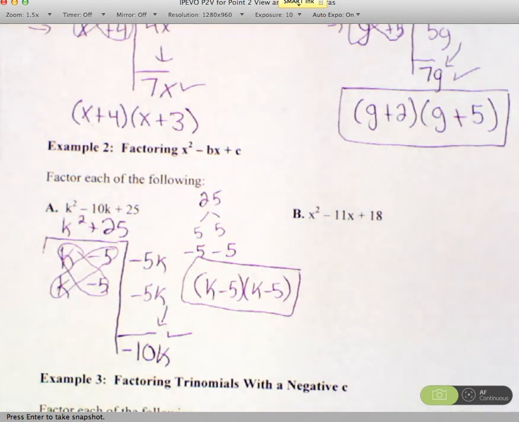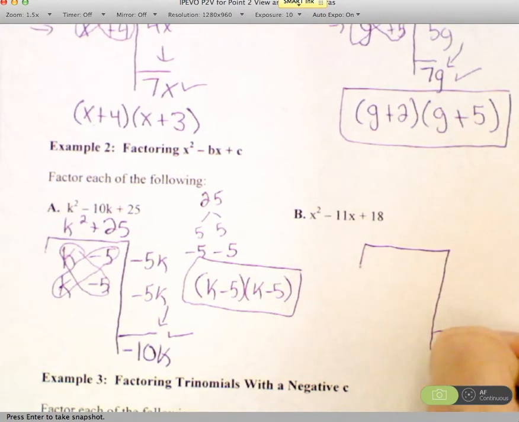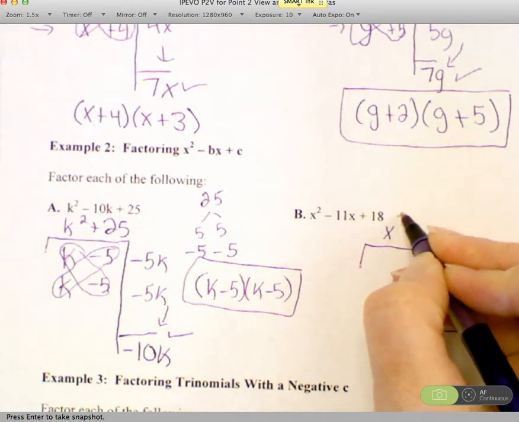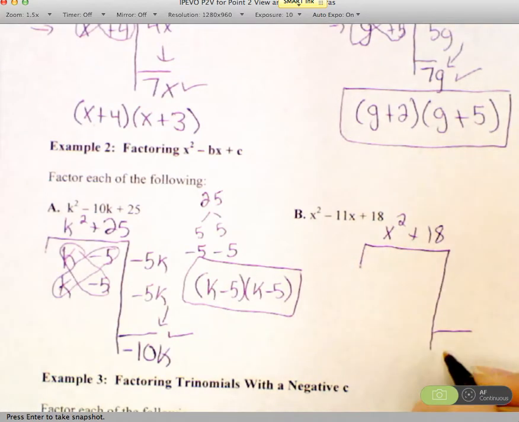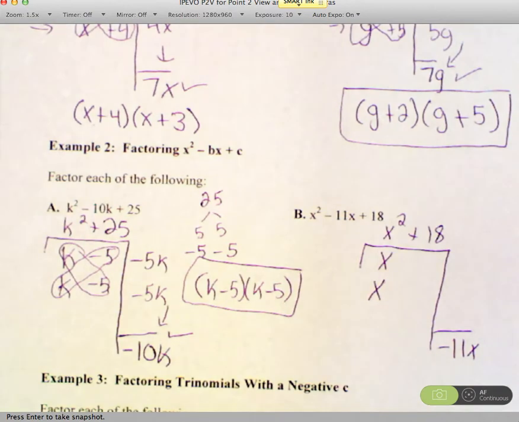Okay, looking at letter B. x squared plus 18, and then minus 11x. So the first and third go on top, the middle goes on the bottom. x squared breaks down into x and x. Then we have to think about factors of 18.